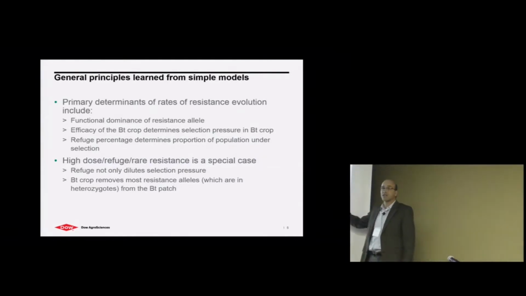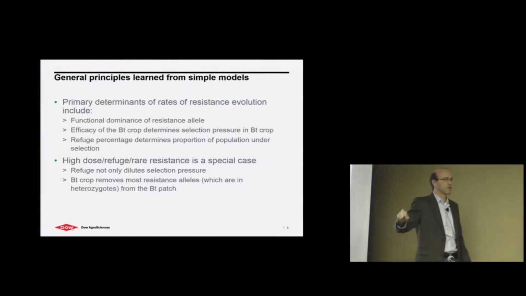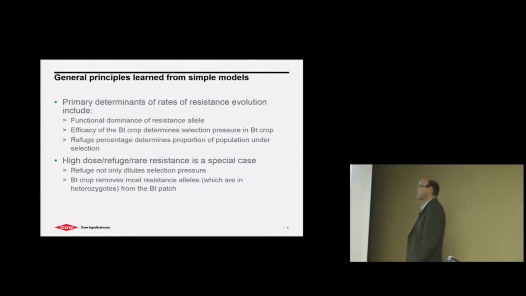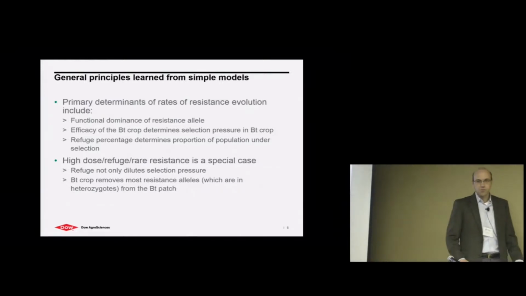But it's a really powerful resistance management strategy because you are controlling resistance. You're taking resistance alleles out of the population, which with a low dose product, you're not taking resistance alleles out of the population. So the refuge doesn't just dilute selection pressure, but the BT crop is removing those resistance alleles. So you get this huge bang for your buck. You can plant a small refuge and get a huge extension in the time until resistance develops.